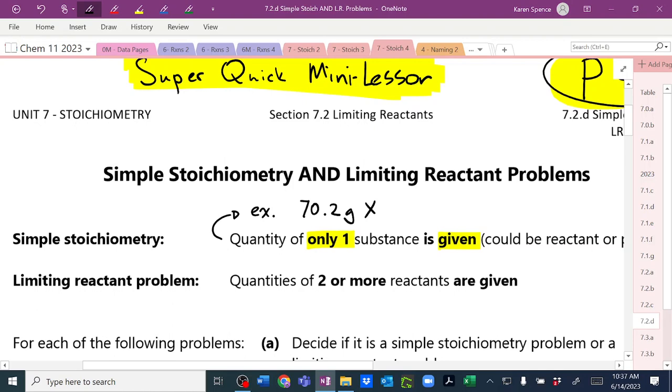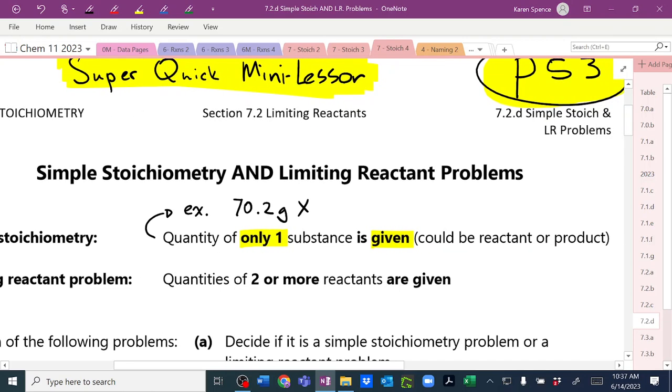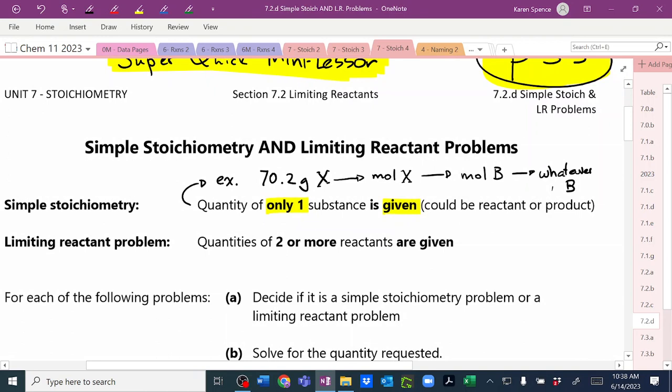Okay, and for any regular stoichiometry problem, step number one is to find the moles of, and in this case it's going to be X, because we got grams of X. And then you're going to find moles of B, and then you'll find whatever it is you're asked for. Now, if you have a limiting reactant problem, you're going to be given two or more reactants.